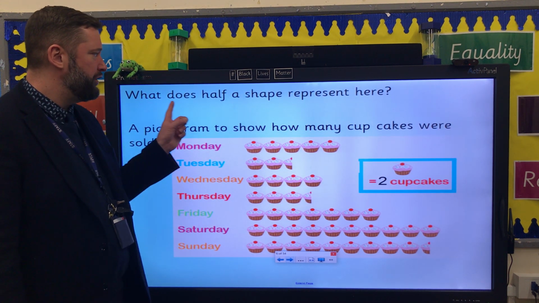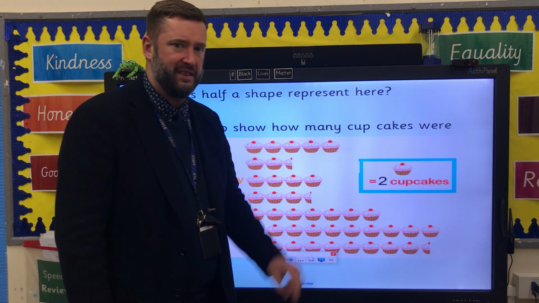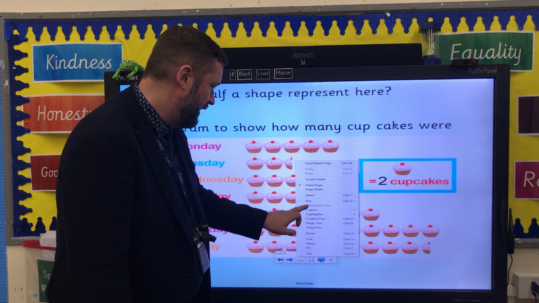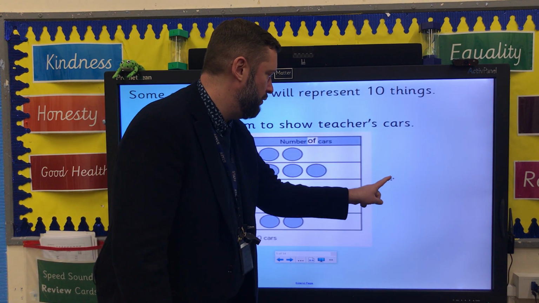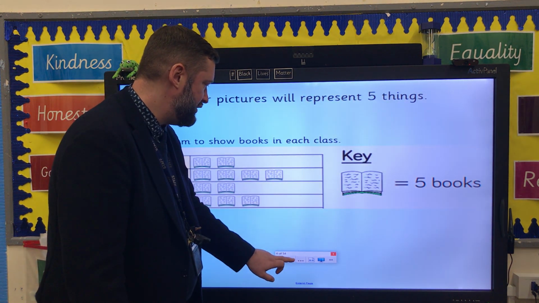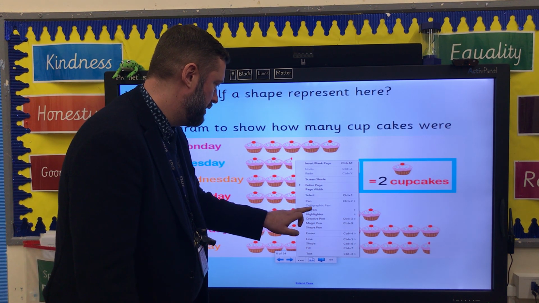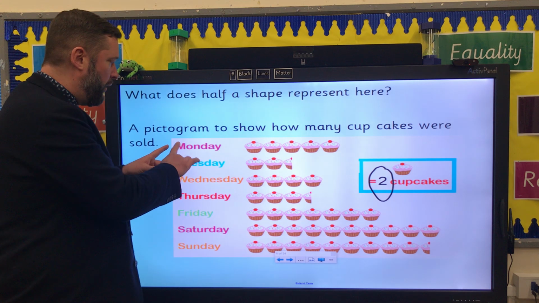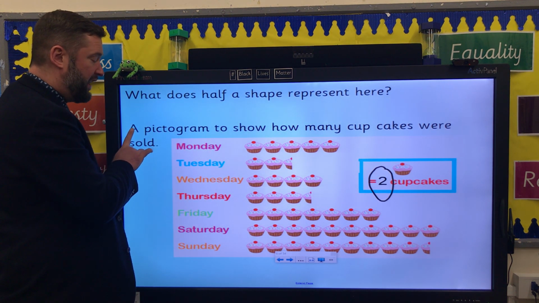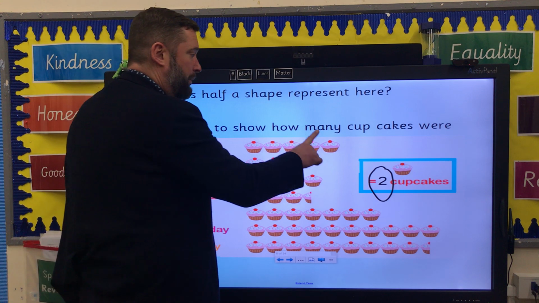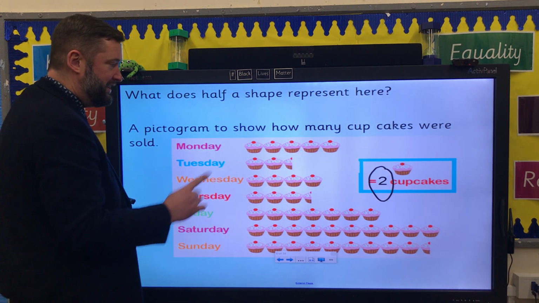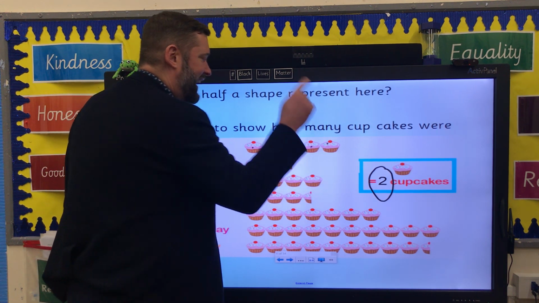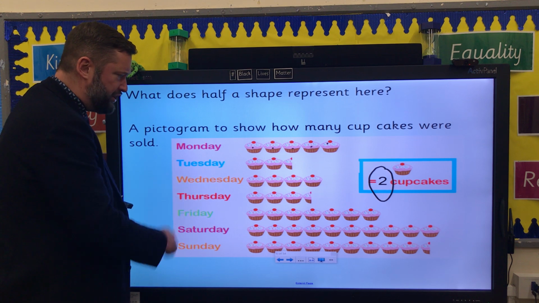Okay, what does half a shape represent here? So I've got my cupcakes, and can you see the cupcakes, each cupcake has a value of 2, all right? So I know on Monday, let's read the title, a pictogram to show how many cupcakes were sold. On Monday, let's count in 2s. 2, 4, 6, 8, 10 cupcakes were sold.